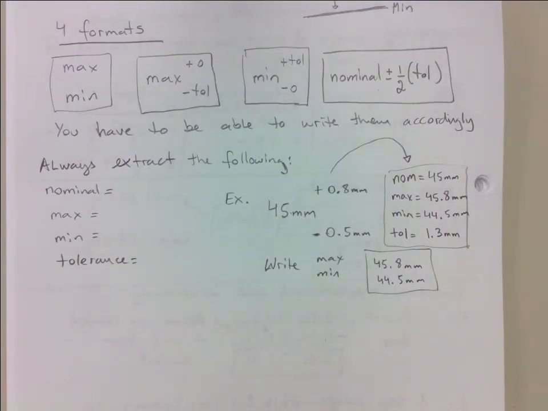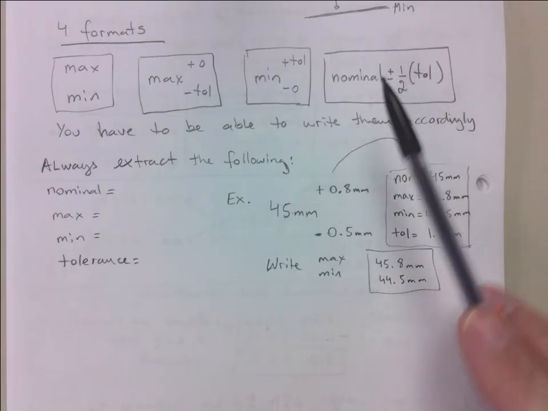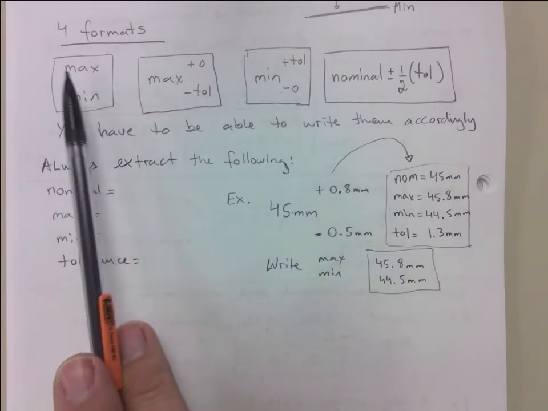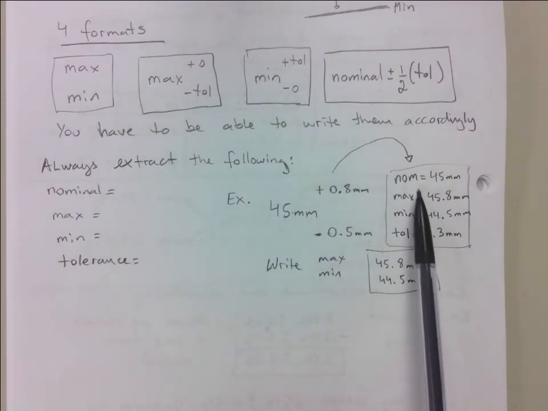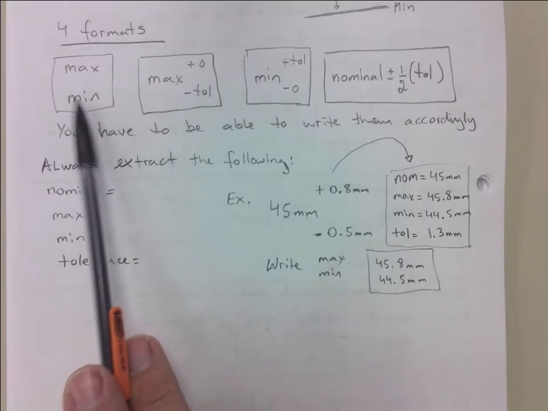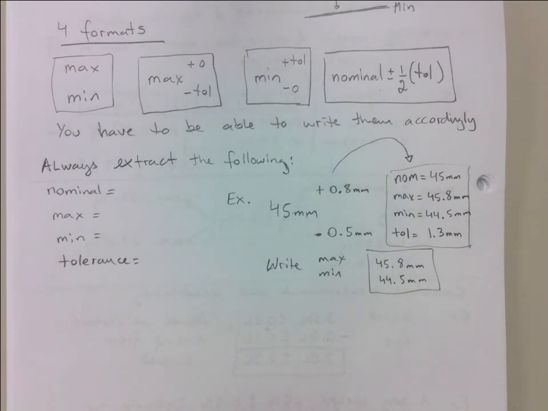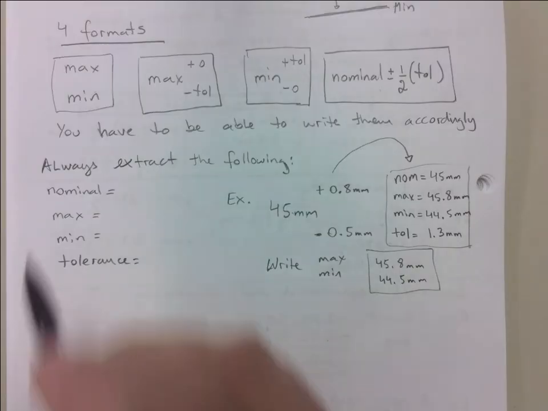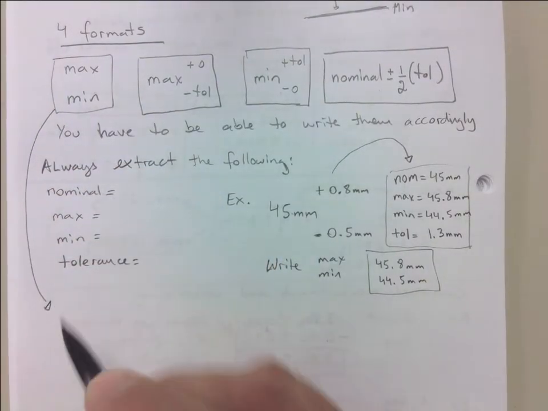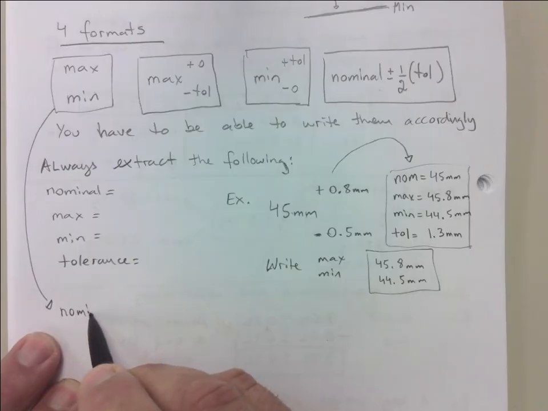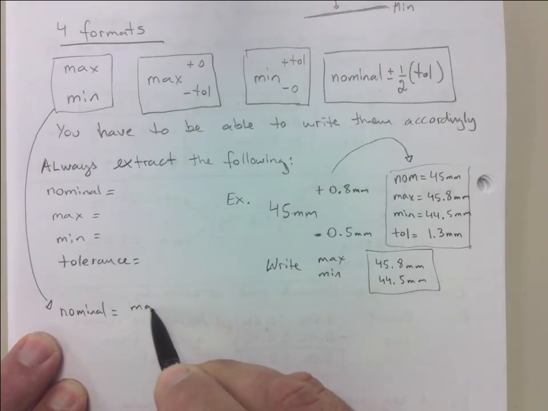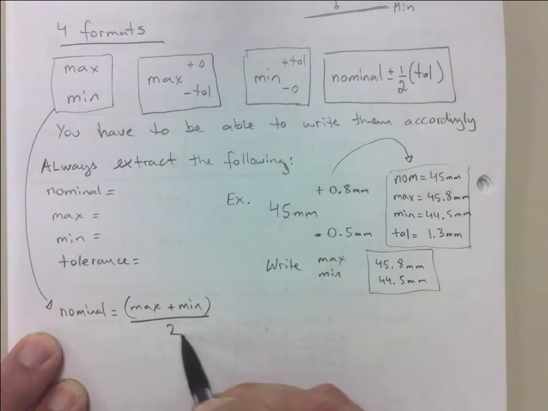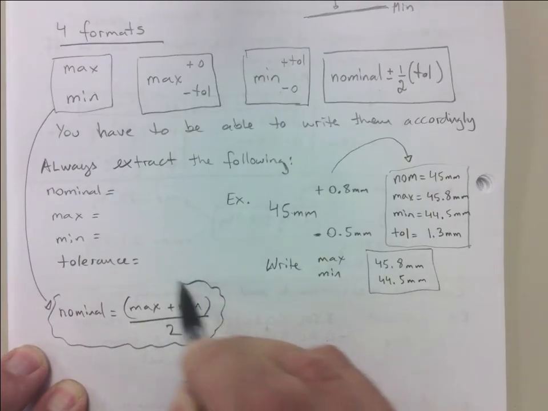There's just one problem out of all these four. One of them doesn't give you the nominal, which is this one right here. So if you're trying to extract it, you have to do a little bit of extra work with this one. So I kind of made a mistake. I should have added that right here, but I will just make a note here. Nominal is max plus min divided by 2, okay? Very important.